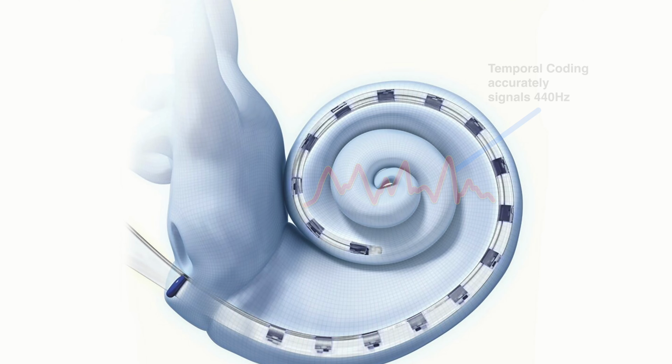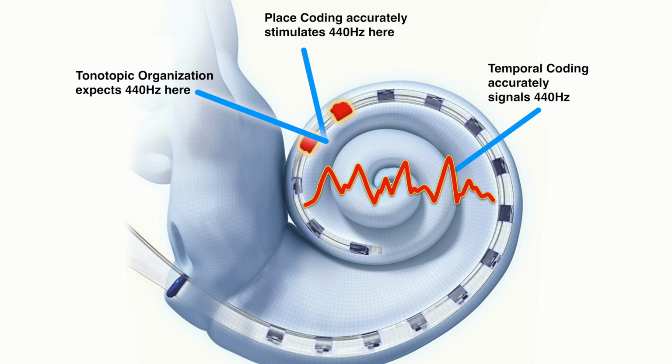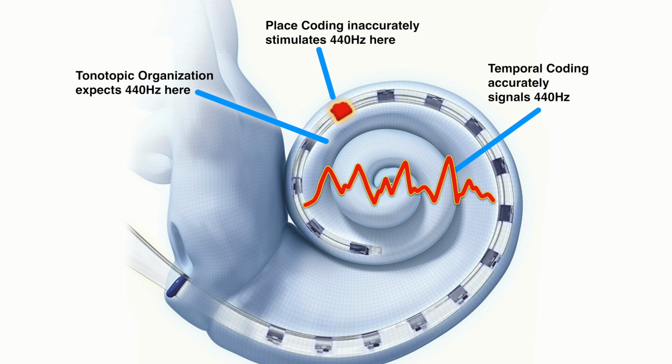So we have temporal coding and place coding working together to tell your brain that the note you're hearing is A in about the middle of your keyboard, or 440 Hertz. But what if your temporal coding is saying 440 Hz, but the place coding is a little off? Let's say it's being stimulated a tad further toward the outside of your cochlea, maybe because the electrode wasn't inserted deep enough, or probably just because your cochlear anatomy isn't perfectly average.